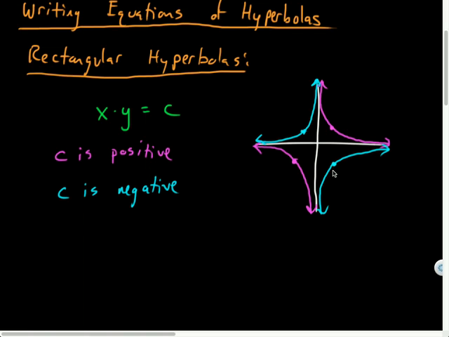By the way, an equilateral hyperbola is one in which a and b are equal. The slopes of your asymptotes are therefore plus or minus 1. So these ones are equilateral hyperbolas in that sense, where our little boxes that form the asymptotes would actually be squares. But that's the idea there.